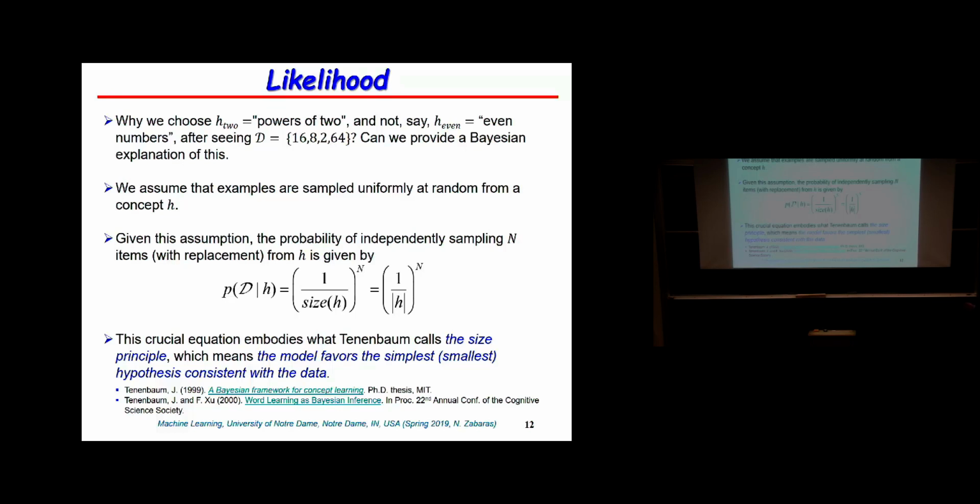So what he did is he used this very simple likelihood model. Again, this is how many elements I have, how many numbers in that hypothesis from 1 to 100, and we assume the data to be IID, so the probability of the data given the hypothesis H is 1 over |H| to the power n. So |H| is the number of elements, the size of the hypothesis.